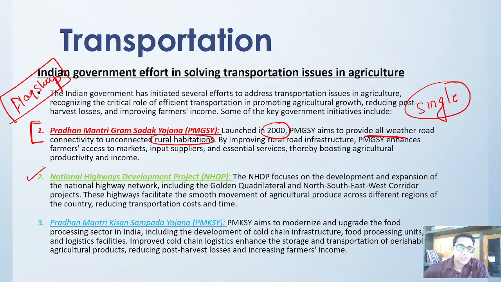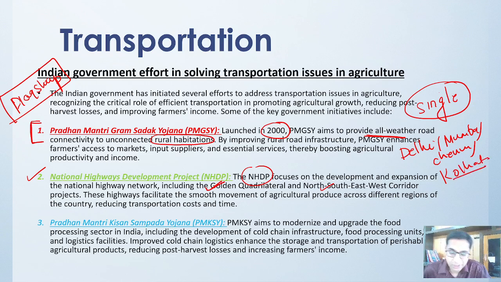Then the National Highway Development Project is going on, which is developing highways like the Golden Quadrilateral, and the North-South and East-West corridor projects. The Golden Quadrilateral is connecting the big four cities: Delhi, Mumbai, Chennai, and Kolkata. This is called the Golden Quadrilateral. It is a flagship scheme that Prime Minister Atal Bihari Vajpayee started.